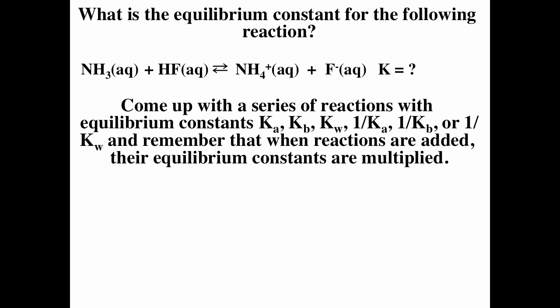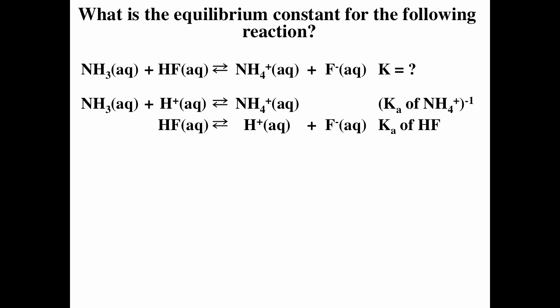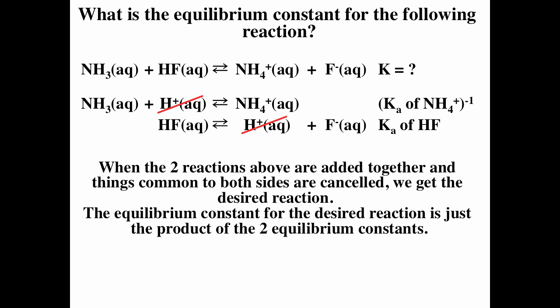But what we can do is try to figure out a series of reactions that, when we add them up, come to the reaction that we're forming. If we notice that we have the ammonium ion, then maybe we should think about the reaction corresponding to 1 over Ka of the ammonium ion. And we see we have HF, and so maybe we should think about the reaction corresponding to the Ka of HF. Now if we add these two reactions, the things on both sides will cancel, the hydrogen ions, and we'll actually get the reaction on top. When you add reactions, you multiply the corresponding equilibrium constants. So if we add these two reactions, we multiply the Ka of HF times 1 over Ka of ammonium ion, and that's going to be the equilibrium constant for the top reaction.